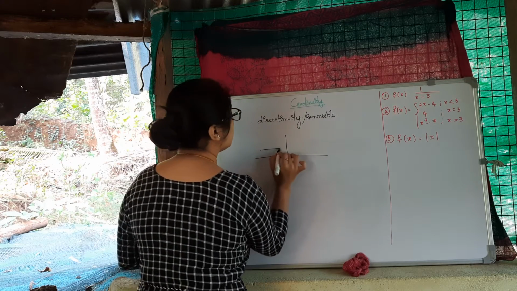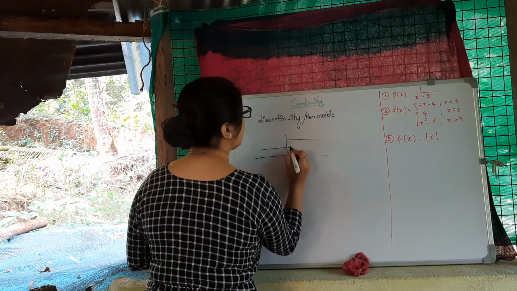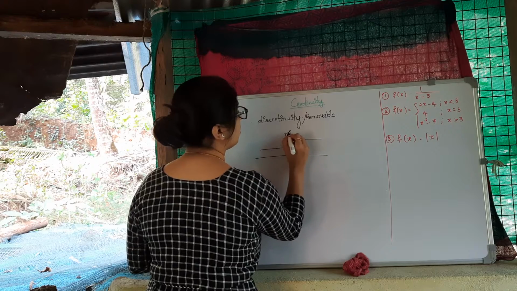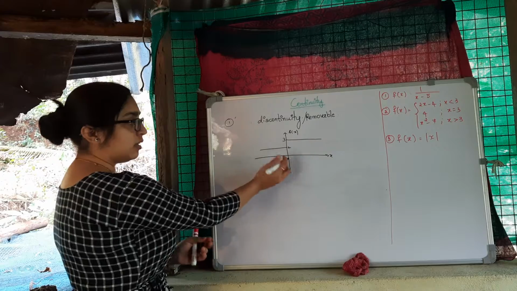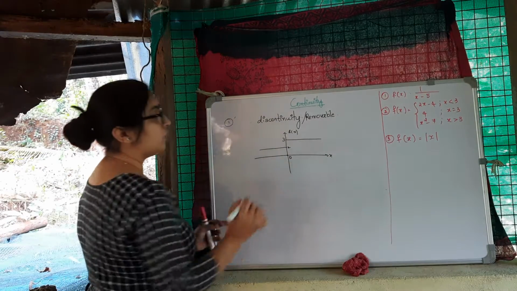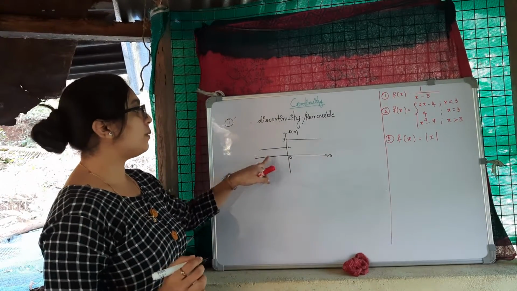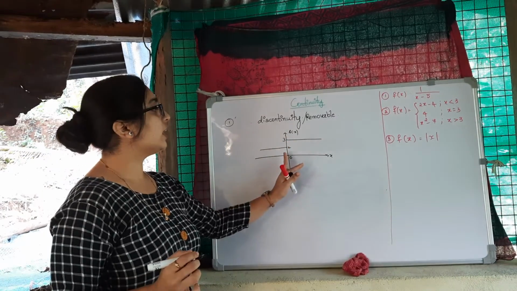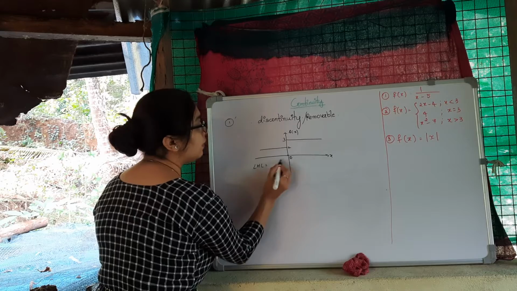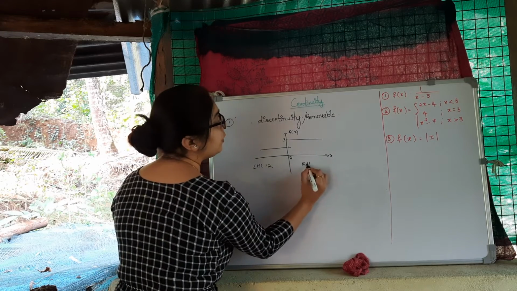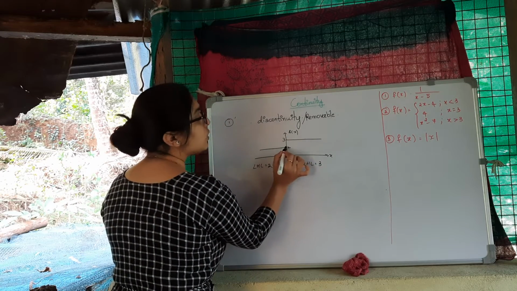Here this is the value 2, this is the value 3. For x less than 0, what happens? You have the value 2. For x greater than 0, you have 3. So the left hand limit will be equal to 2, and the right hand limit will be equal to 3.